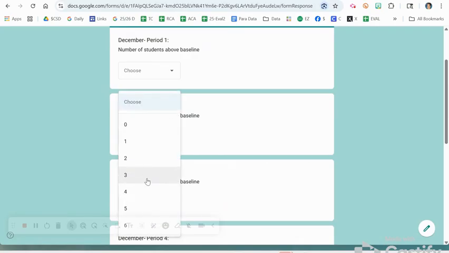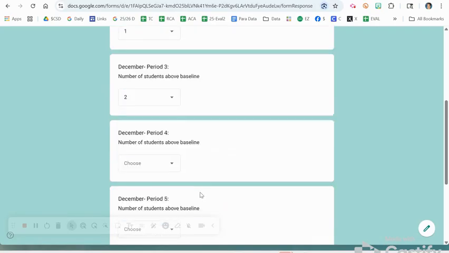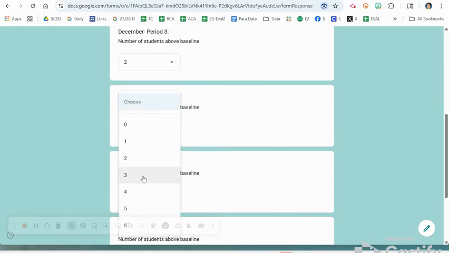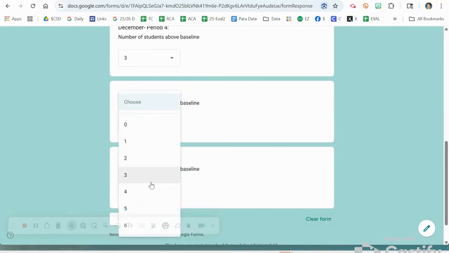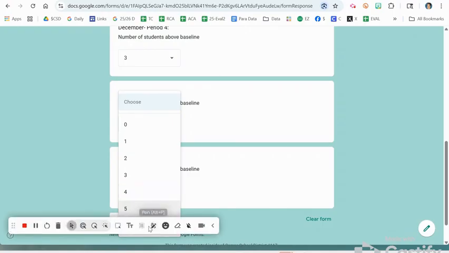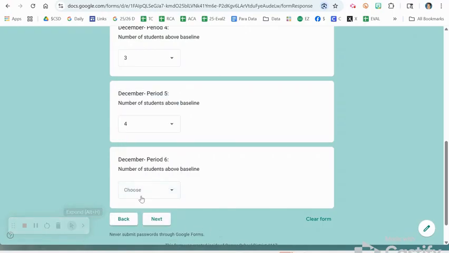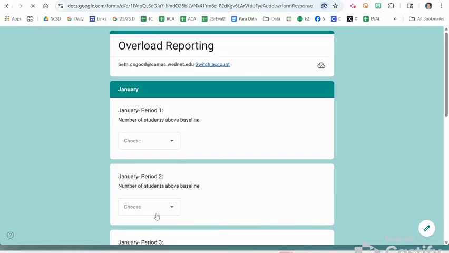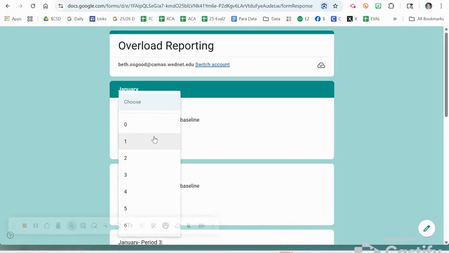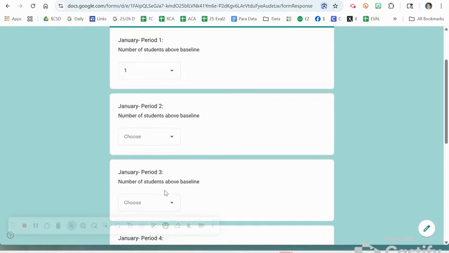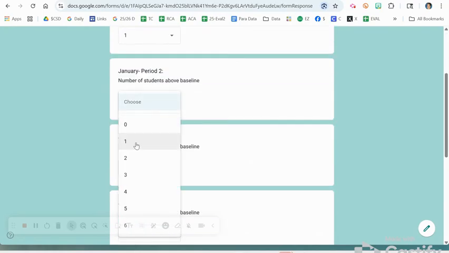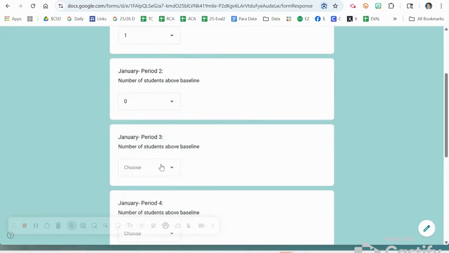1, 2, 3, 4, and I'm going to say that this month my number did change. So I'm going to say it jumped up to 6 in 6th period. And then maybe in January I got 1 in 1st period and dropped to 0 in 2nd period.